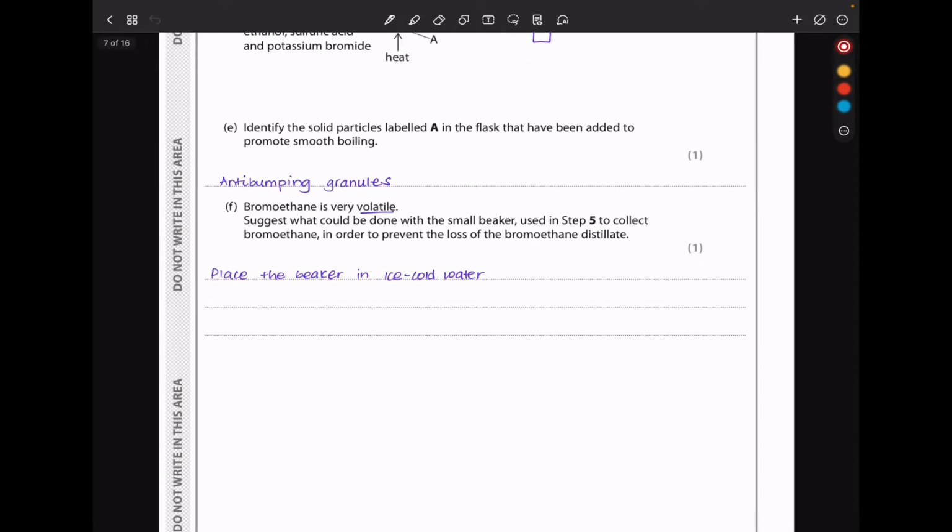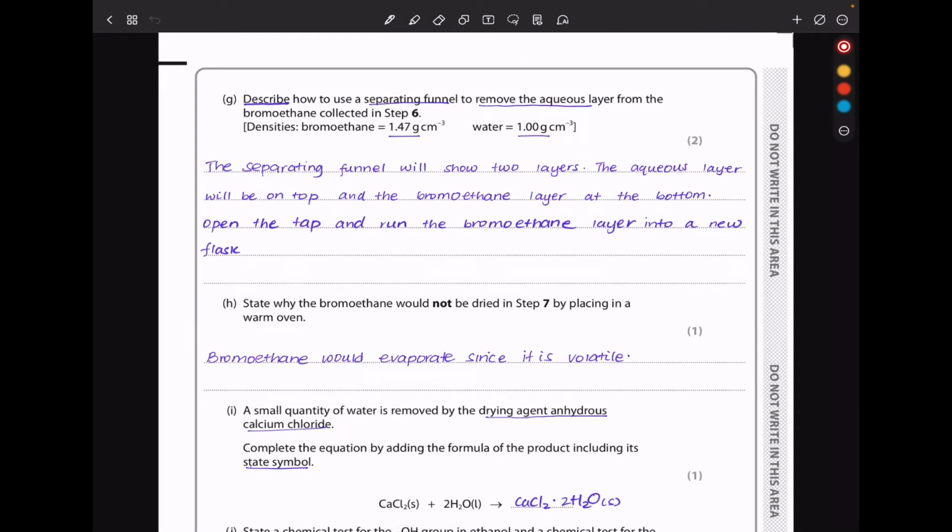In part G, they say describe how to use a separating funnel to remove the aqueous layer from the bromoethane collected in step 6. They've given us the densities of bromoethane and that of water, and we can see bromoethane is denser than water, so it's going to be the lower layer, as the aqueous layer is going to be on top. So we will lay the separating funnel down, let the 2 layers form, and then run off the lower layer, meaning the layer that remains in the separating funnel is going to be the aqueous layer, and the one run off is going to be the bromoethane layer.